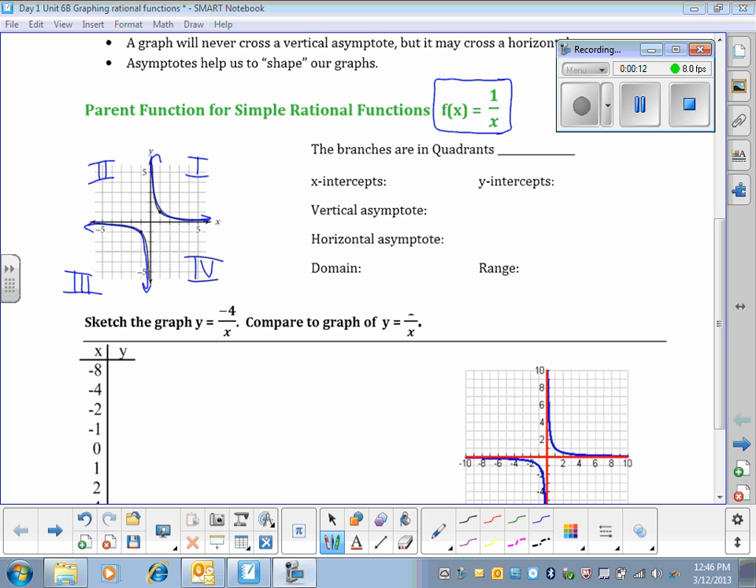Okay, so these branches here are in the first and the third quadrant, right? First and third quadrant. Someone asked me, do I have to write it in Roman numerals? No, you don't have to.